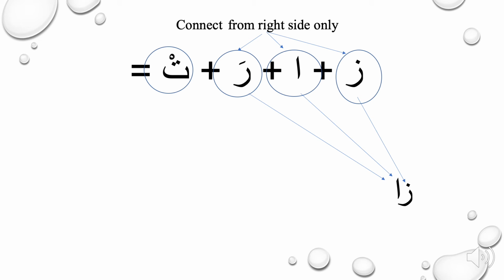And finally, the Ra comes after the Alif, and the Ra cannot connect to the letter that comes after it either, because it connects from the right side only. So the Ra is not going to connect to the Ta. And the Ta in the final position, we also write all of it. As you can see, none of the letters in this word are connected to each other.